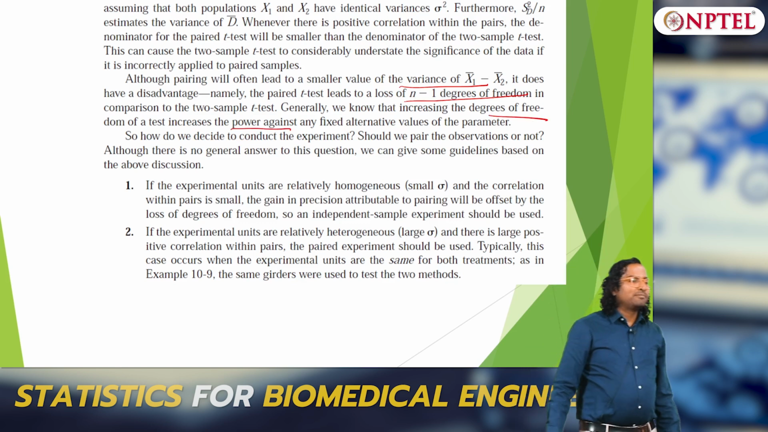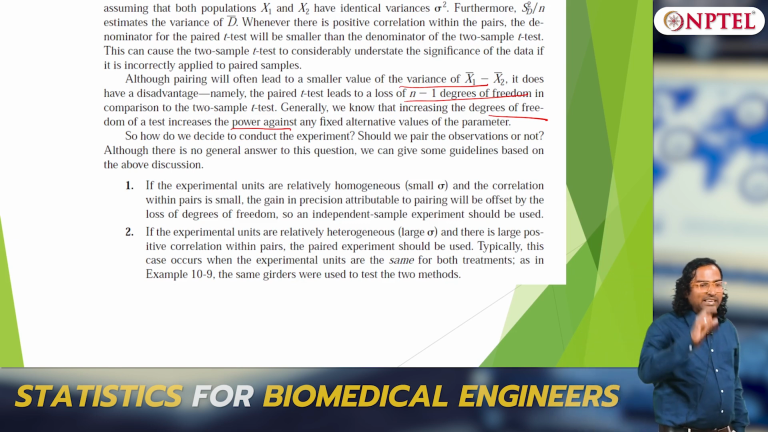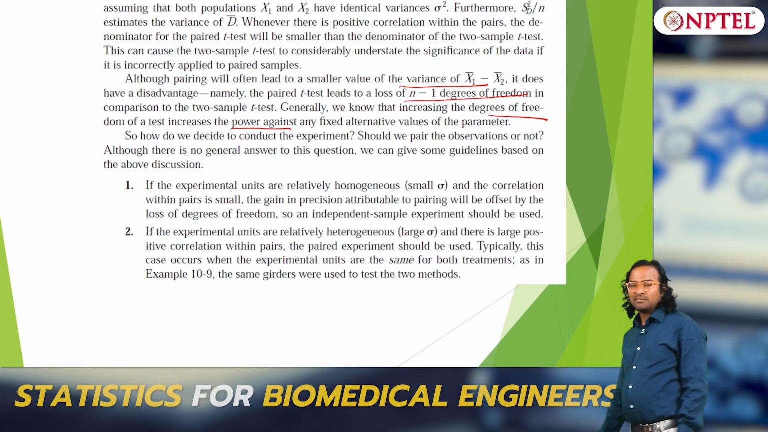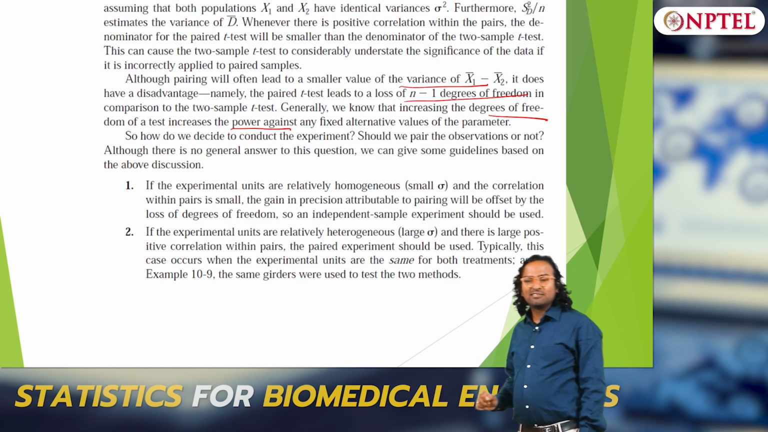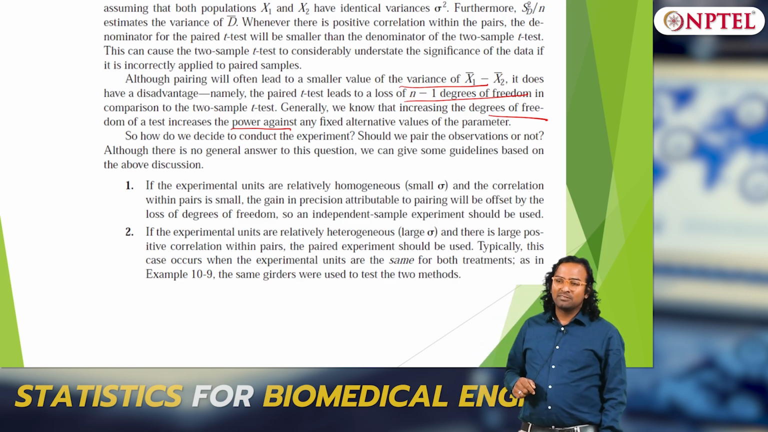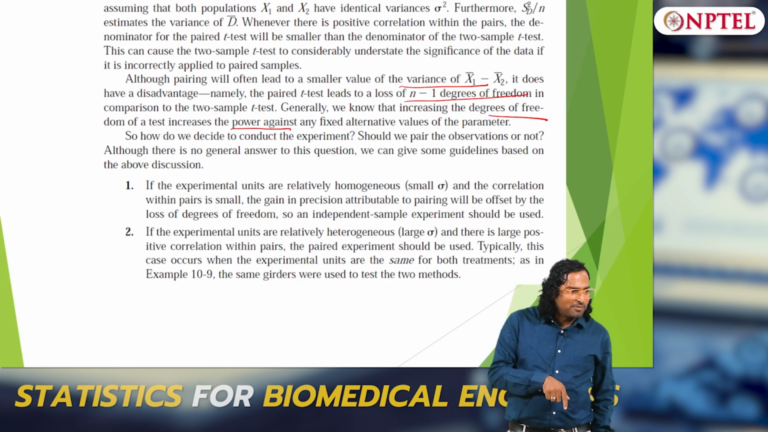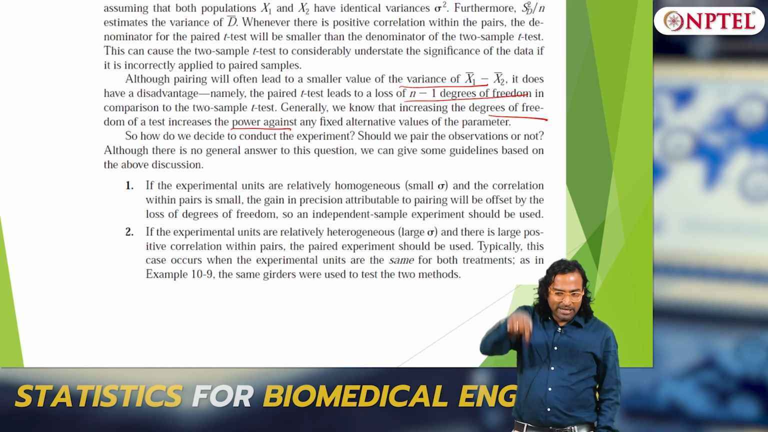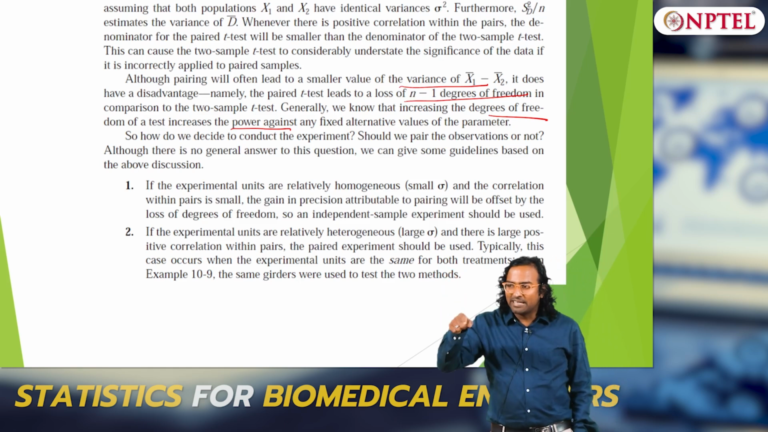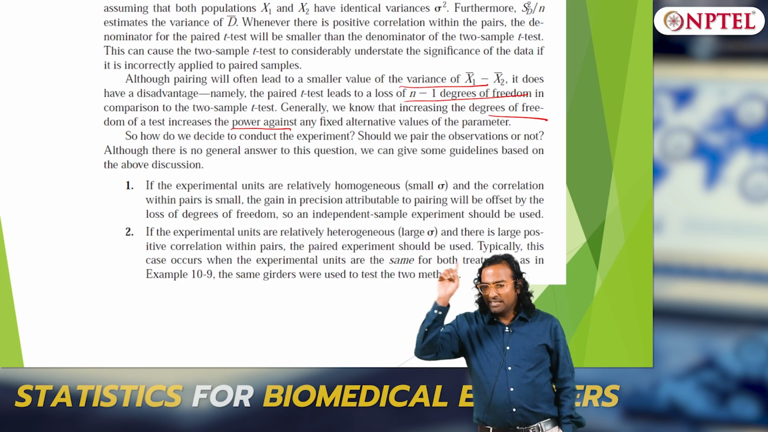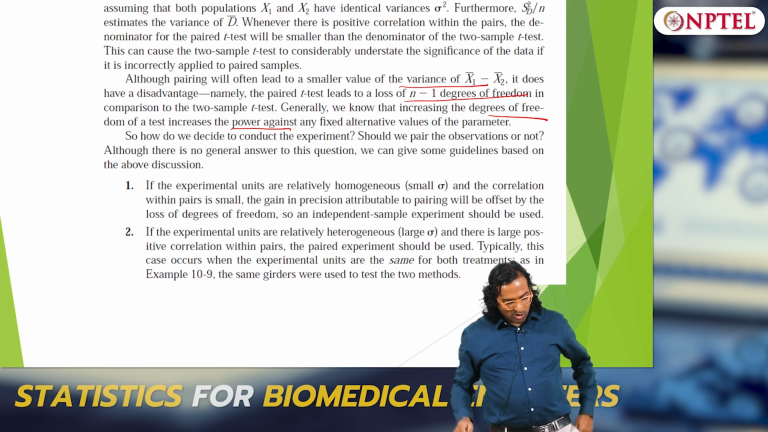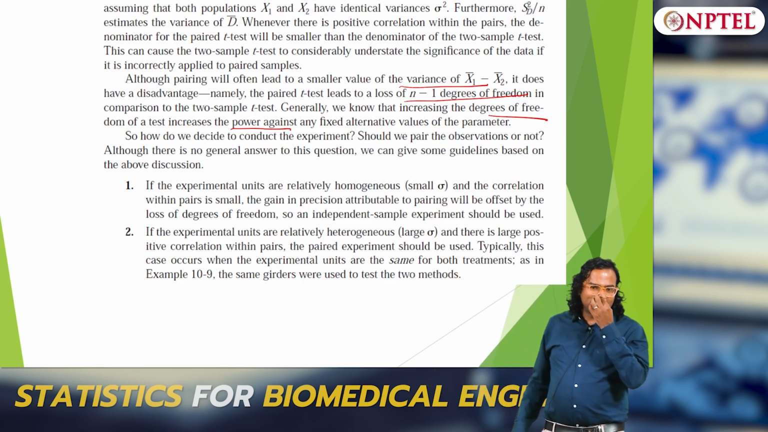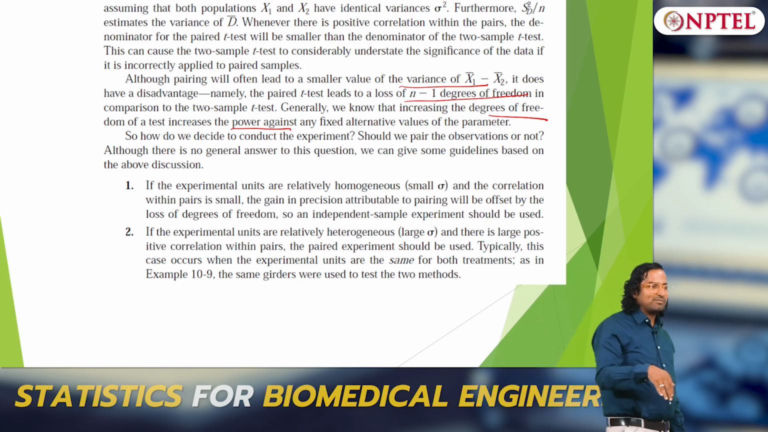Why? Increasing the degrees of freedom, what will happen? Alpha is fixed, beta is dependent upon n, which is degrees of freedom. So beta will decrease, 1 minus beta, which is power, will increase when degrees of freedom increases. Okay. So if you do a paired t test, the power of the test goes down.